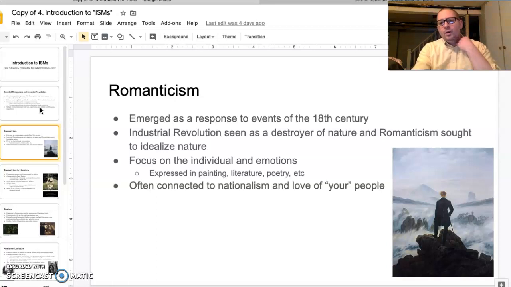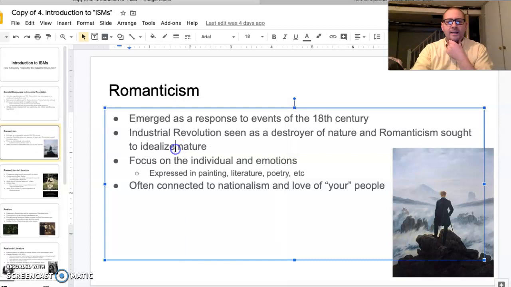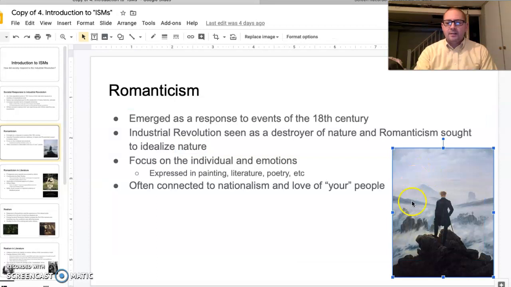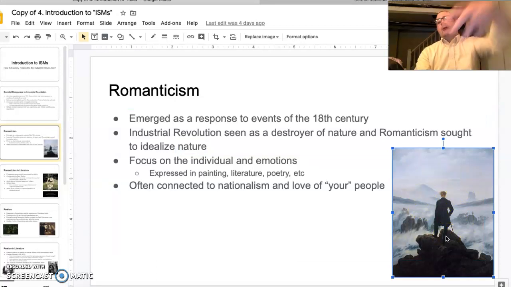One of the other pieces comes here with this idealizing of nature. A lot of times romantic books or romantic pieces of literature focus on nature, right? So this is a pretty famous romantic image, this guy standing on top of a mountain looking out over nature. Again, it's this love of your area.